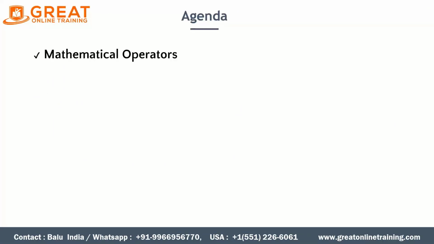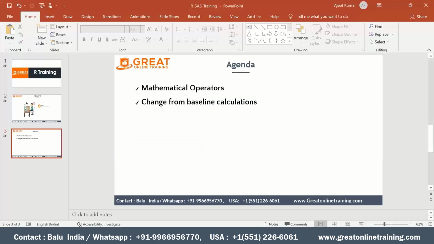Okay, so we'll first see the mathematical operators, and we'll see those operators based on a single value variable and also with a vector, and then at the end we'll see these mathematical operations on a data frame, right? And at the end we'll see how to calculate the change from baseline in R as well as in SAS. Okay, so let's jump to the R Studio and let me open that.